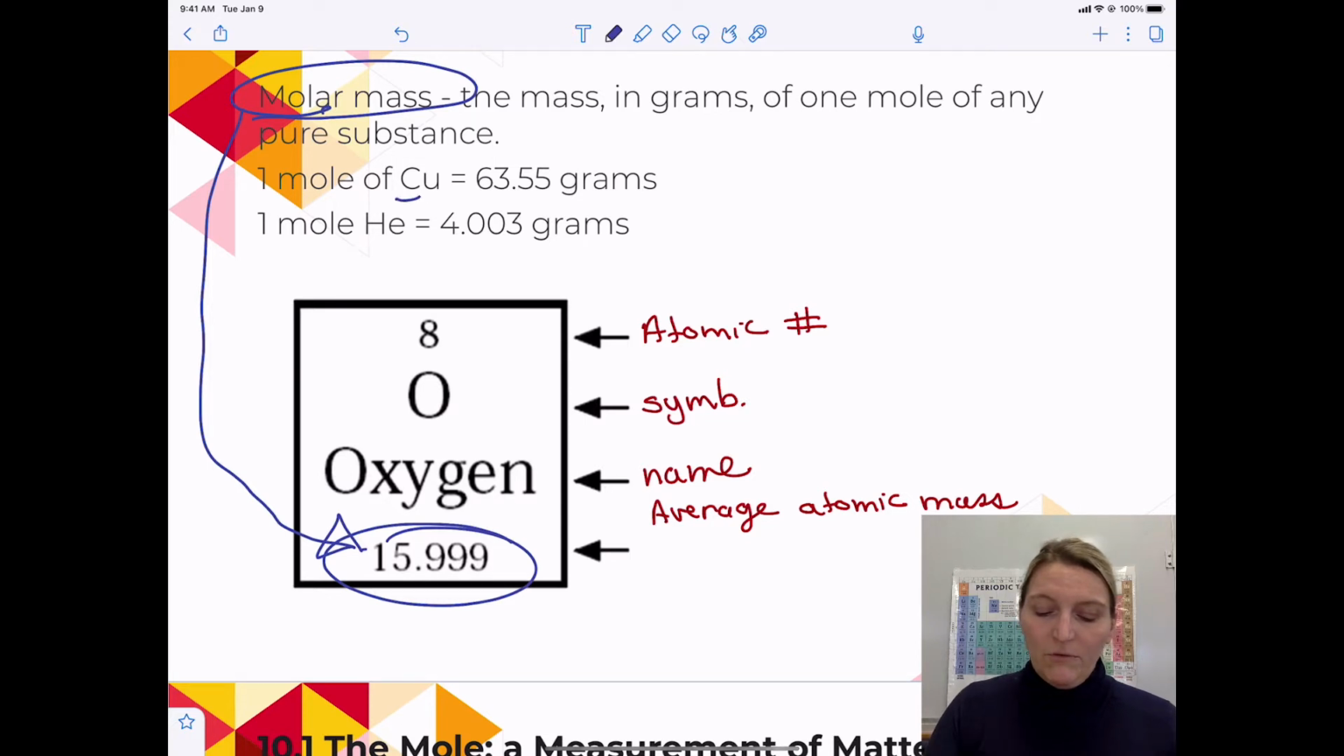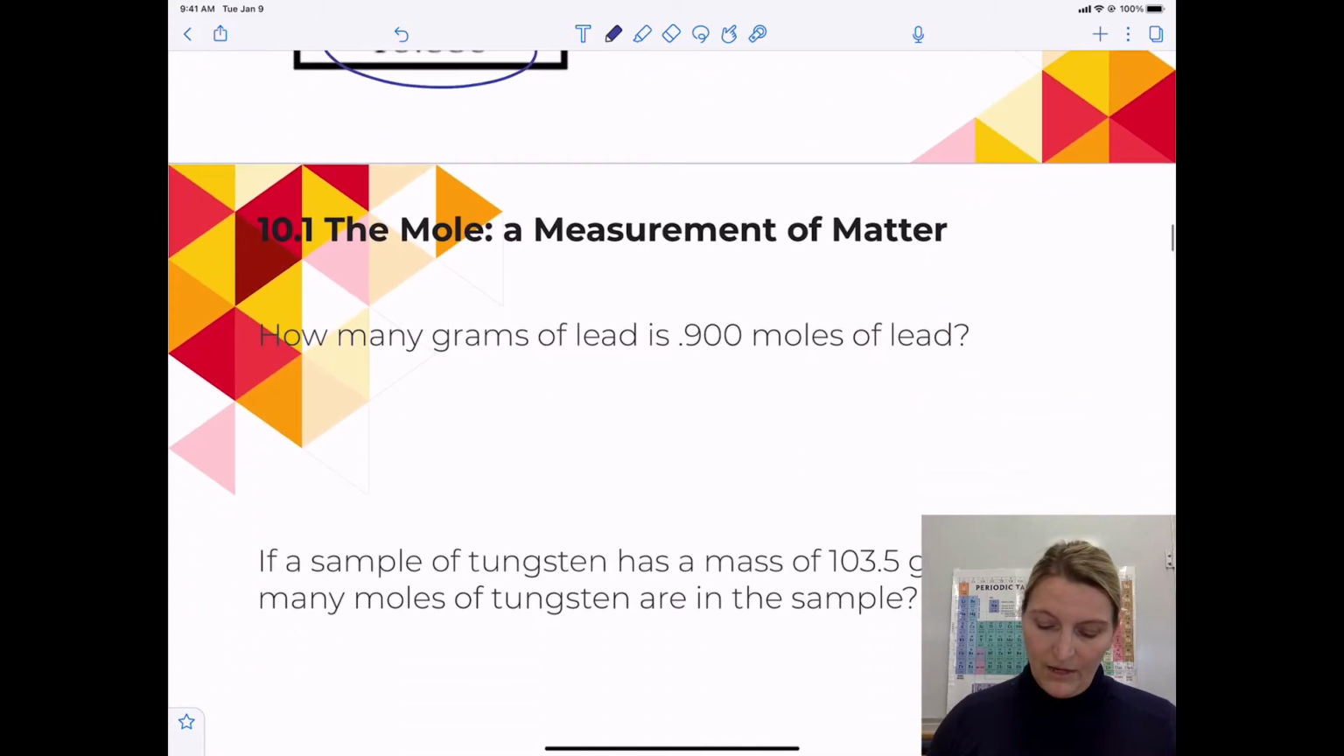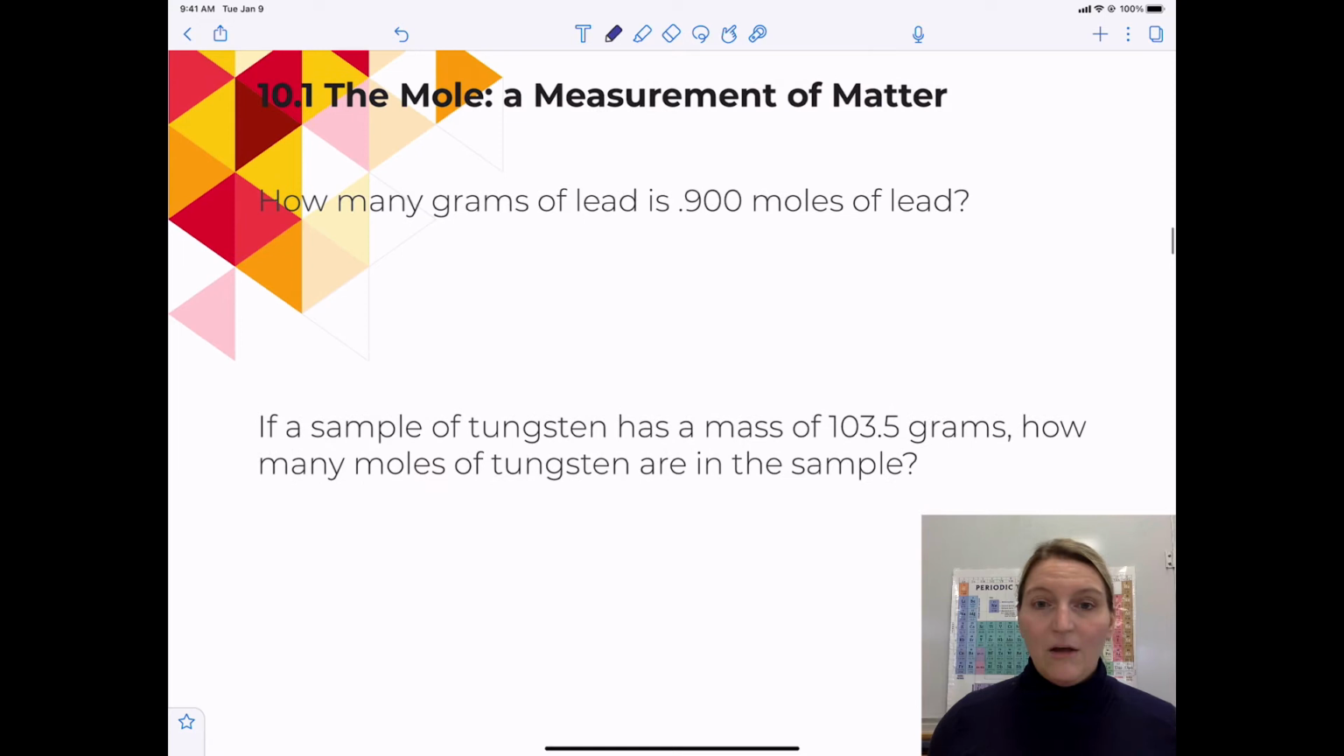So for example, if you look on the periodic table under copper, the average atomic mass for copper is 63.55, or 63.55 grams is the mass of 1 mole of copper atoms. So 6.022 times 10 to the 23rd copper atoms has a mass of 63.55 grams. And we can use that in our conversions just as we have been doing all along.